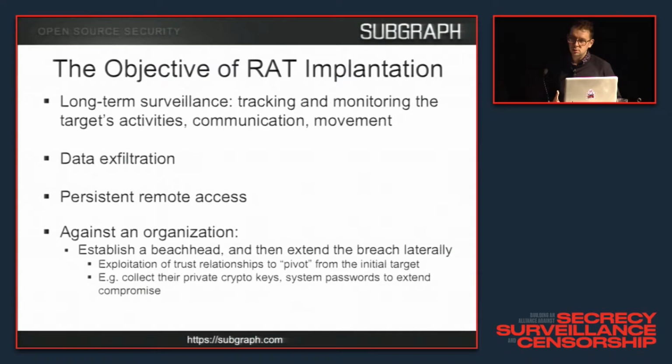These remote access tools are meant to live there for a long time and provide persistent long-term remote access to the adversary at their will. When the targeted attack is targeting an organization, the remote access tool will serve as a beachhead into the organization through which the adversary can extract credentials, SSH keys, encryption keys, passwords for other systems that the target has access to, to laterally move and extend their breach through the organization. This is also known as pivoting in penetration testing lingo.